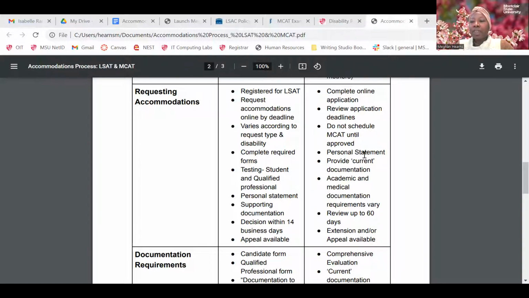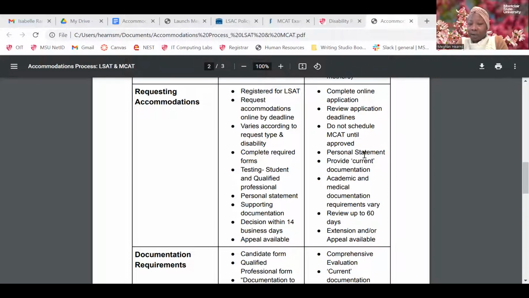In terms of the LSAT, it's a little more straightforward. The LSAT, again, you also have to request your accommodations online. There are deadlines as well, but you have to register for the LSAT exam before you request your accommodations. There are specific forms that need to be completed, and those forms, again, depending on your diagnosis and the accommodation you're requesting, you may or may not need to complete all of those forms or additional documentation.